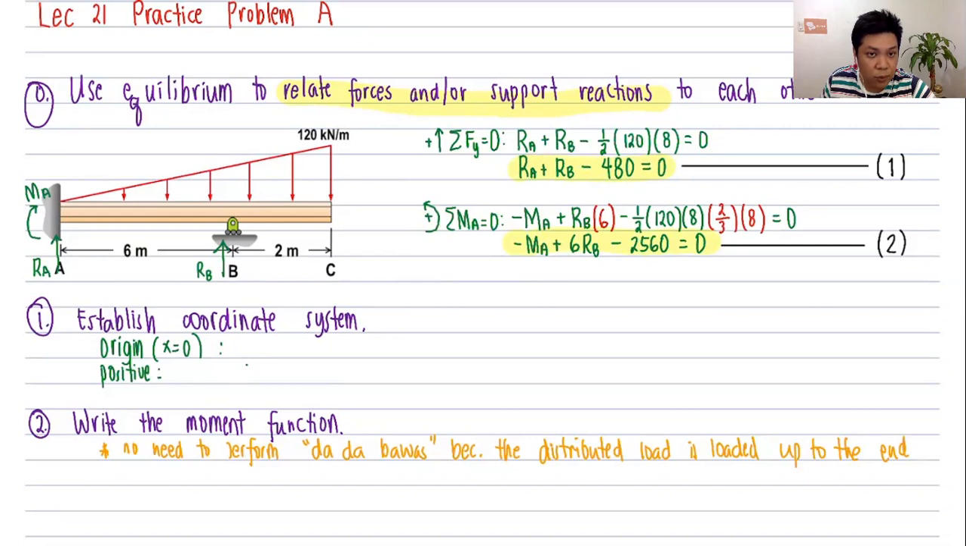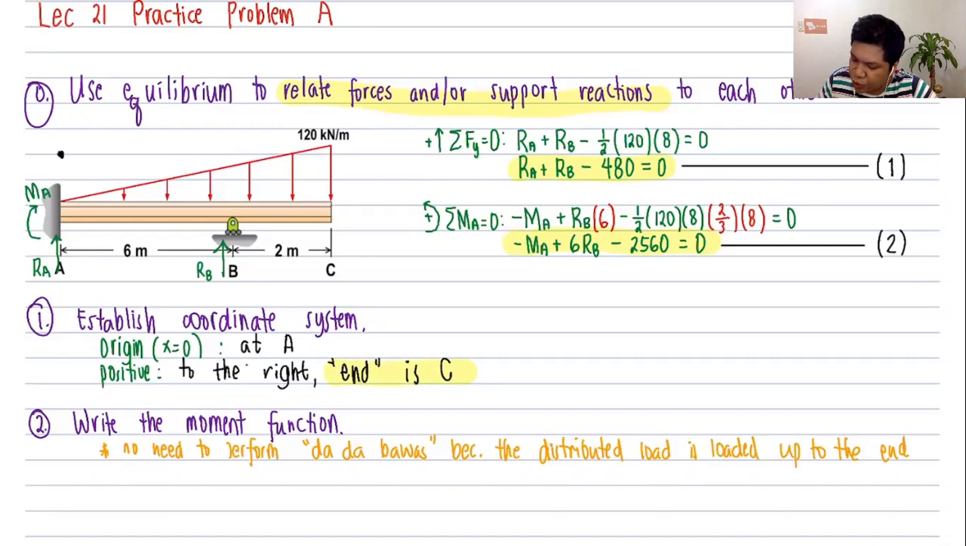Since my origin, where x equals 0, I'll just set at A. Okay, so this is my x equal to 0. And for us to have a conventional problem solving, and we won't have any difficulty, I'll just say that my positive direction is to the right. And if my positive direction is to the right, what is the end again? Okay, the end is C, or the rightmost part of the beam.